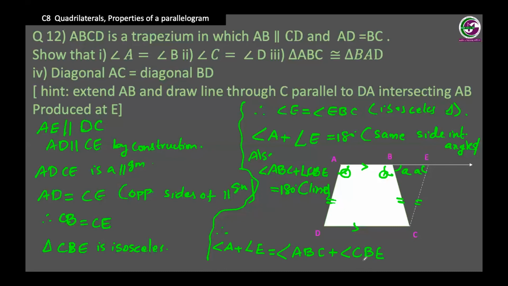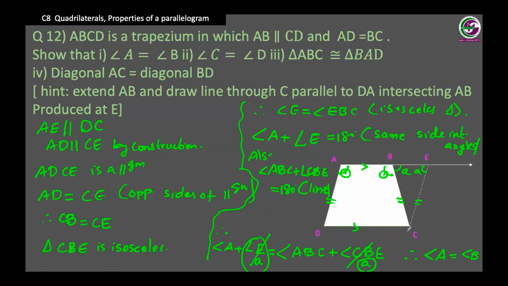CBE is angle A. This is also angle A. So these two are the same. Finally, we get the answer. Angle A is equal to angle B. Therefore, angle A is equal to angle B.